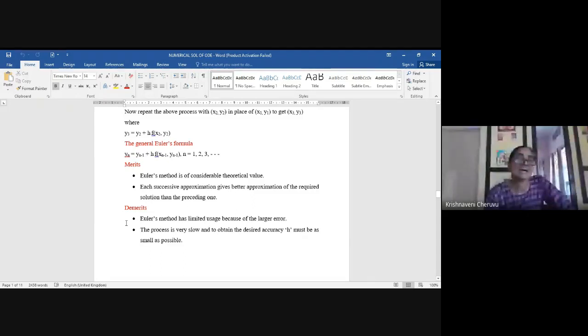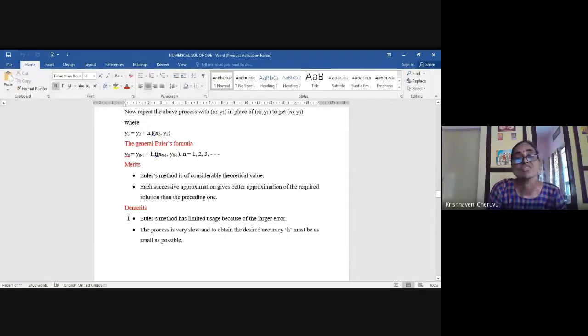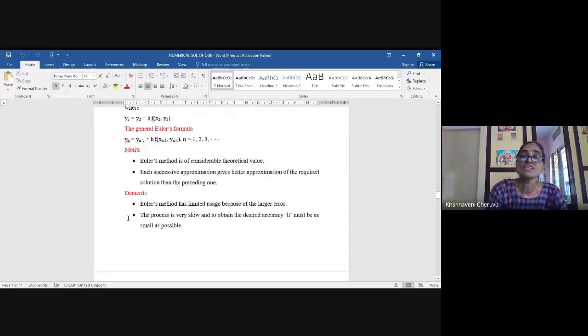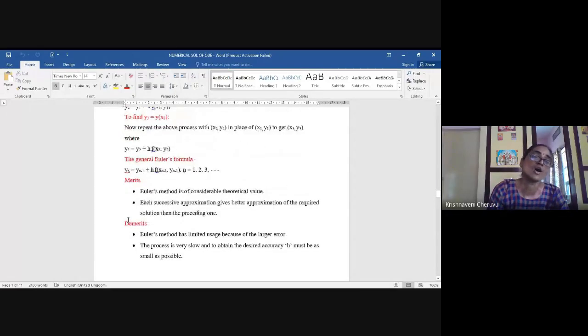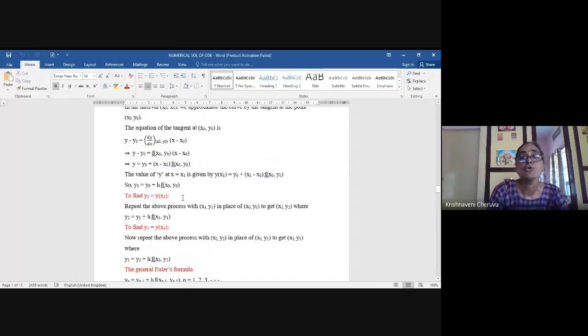But it is a one step process, girls. Like from y0 you get y1 immediately, from y1 you get y2 immediately, from y2 you get y3 immediately. So this question usually will be asked for short answer questions. And the derivation part, just now I explained to you how to get the general Euler's formula. You will have to explain.